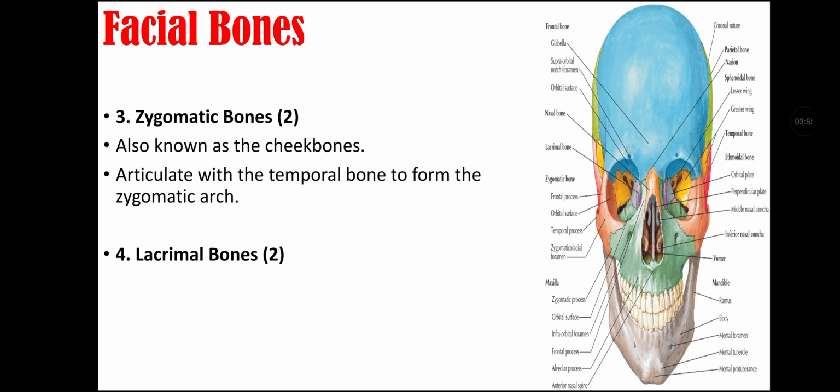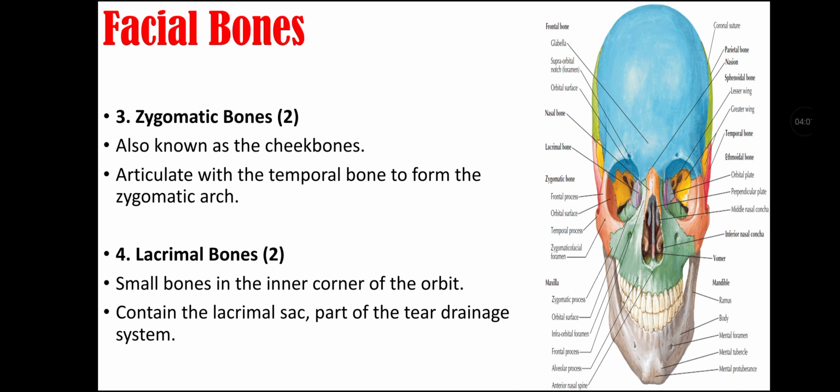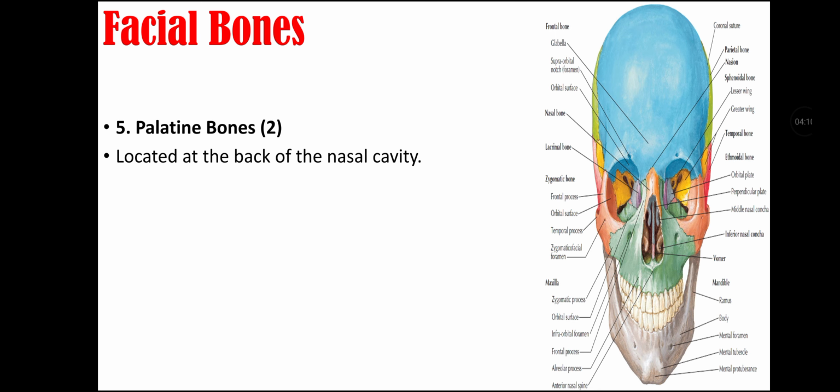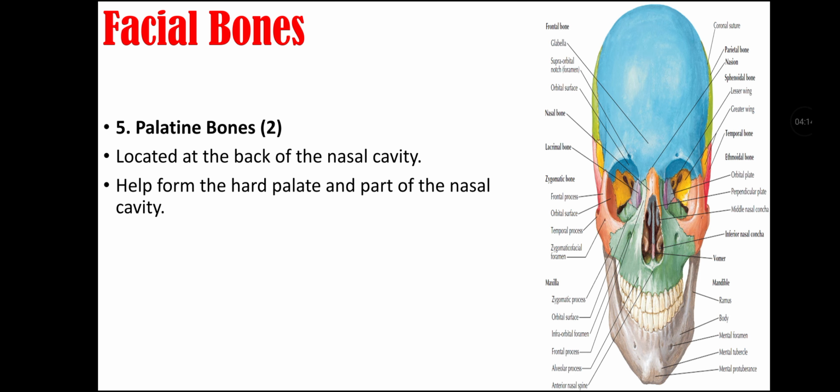Next bone we have is lacrimal bone. They are also paired bones and they are present in inner corner of the orbit. They contain lacrimal sac that is part of tear drainage system. Next facial bone we have is palatine bone, that are also paired bones. They are located at the back of nasal cavity. They help form the hard palate and part of nasal cavity.